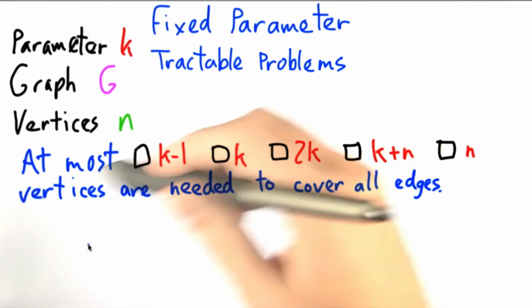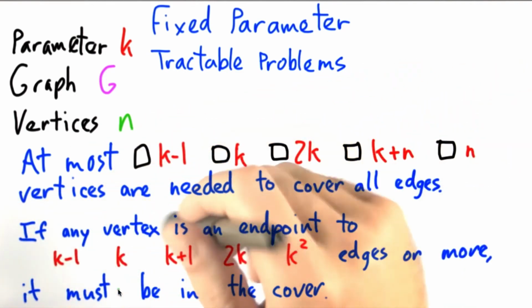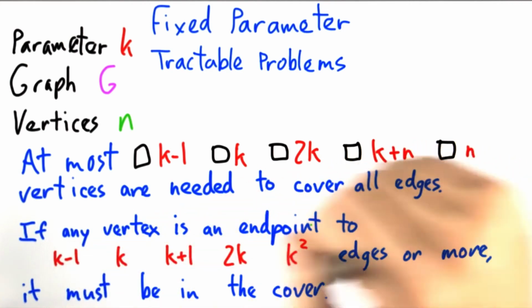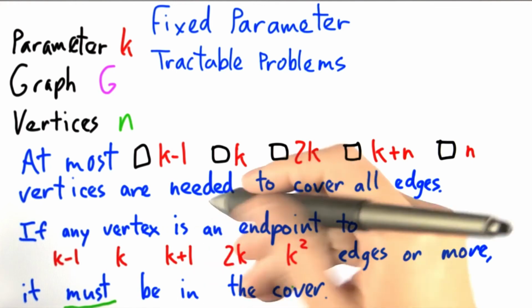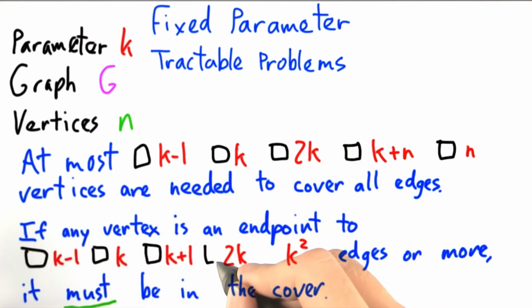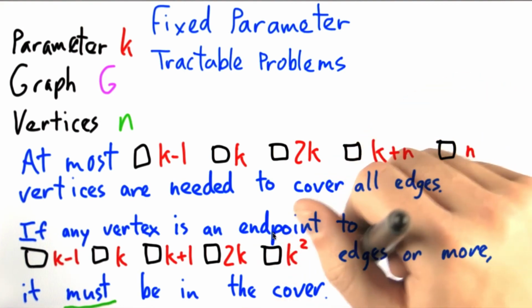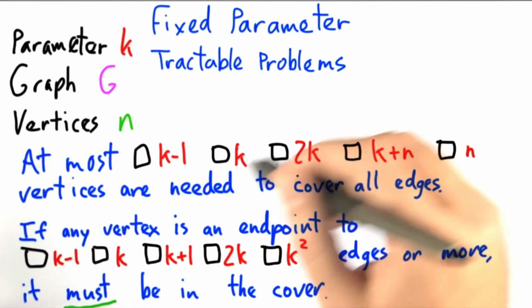Another fact that the answer to this question will imply is that if any vertex is an endpoint to a certain number of edges or more, then it must be in the cover. And this could be either k minus 1, k, k plus 1, 2k, or k squared edges. So for both of these questions, please check whichever one is most appropriate.